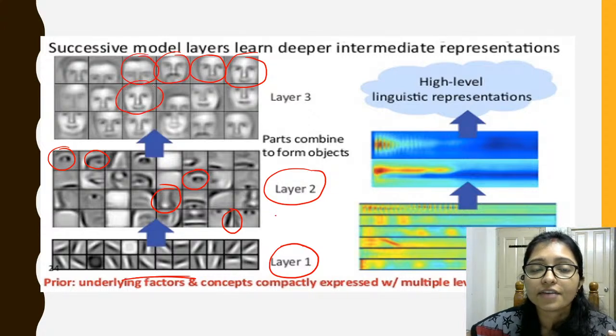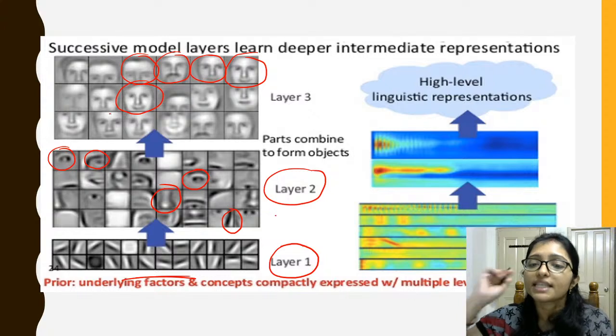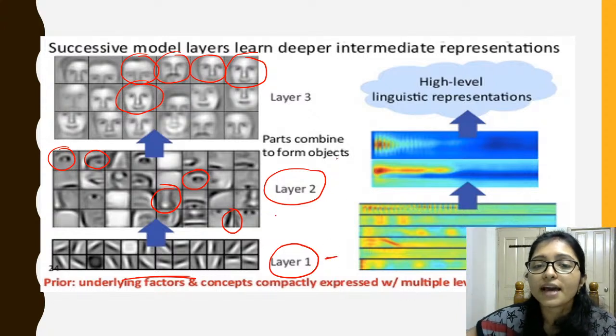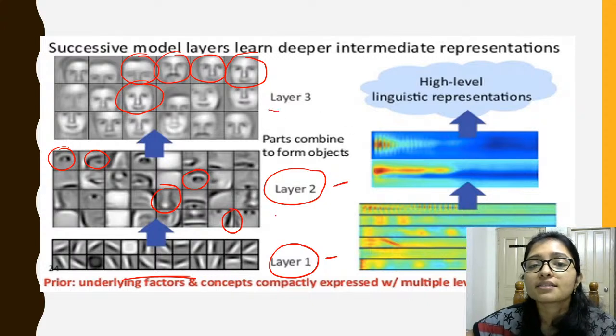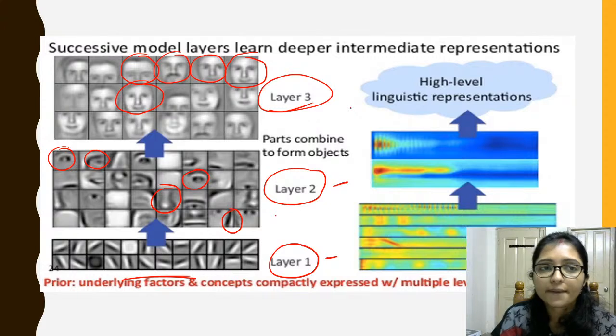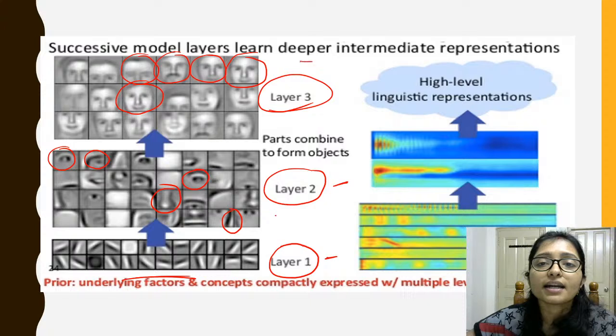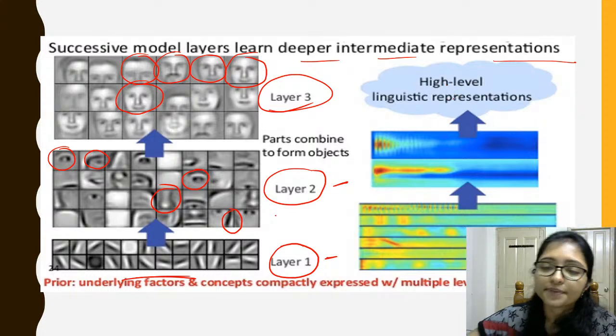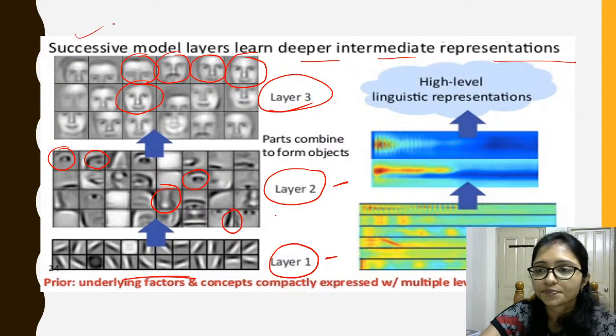Yes, these are the faces, right? So this is actually what is happening in the neural network. This is the input layer, this is layer 2, and this is the final output. This is the successive model: layers learn deeper intermediate representations. From this image I think it is more clear to you.